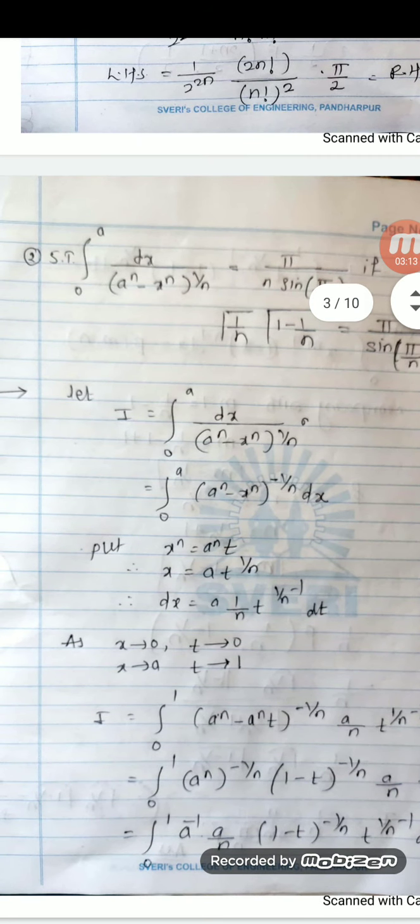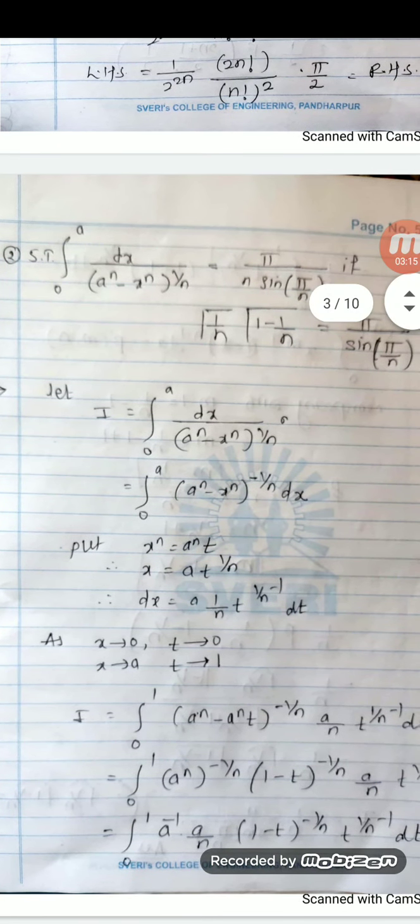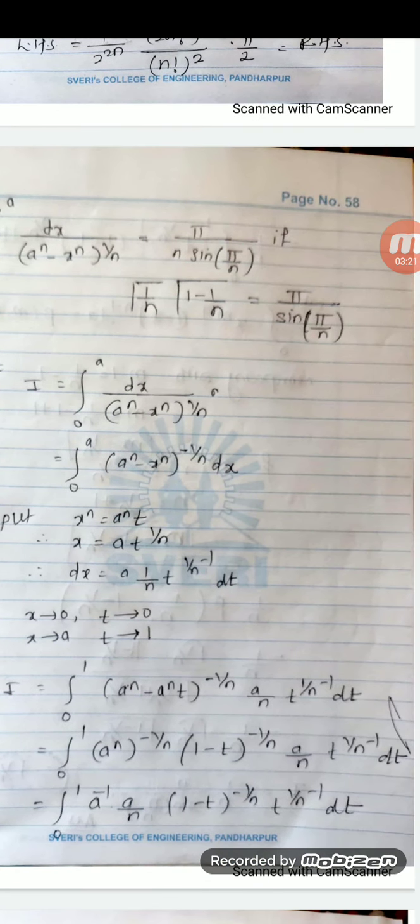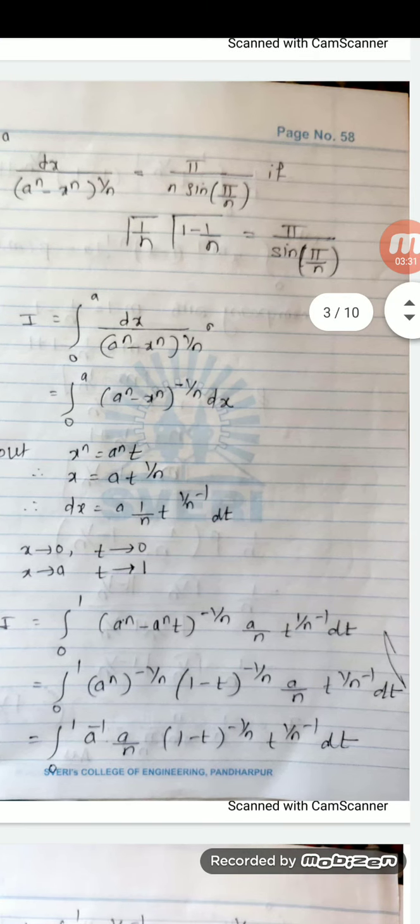Show that the integral of 0 to a dx upon (a raised to n minus x raised to n) the whole bracket raised to 1 by n, its value is pi upon n into sine of pi by n. We use the result that the value of gamma 1 by n into gamma of 1 minus 1 by n is pi upon sine of pi by n.